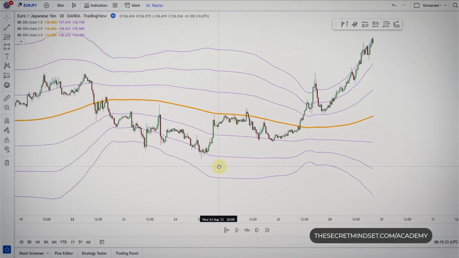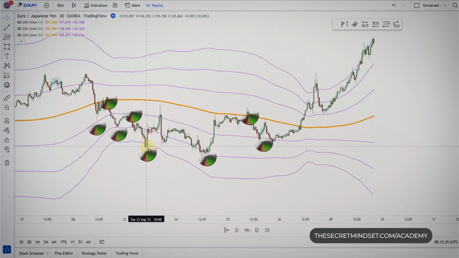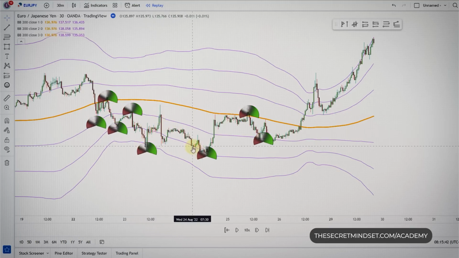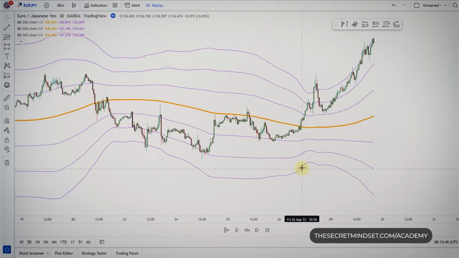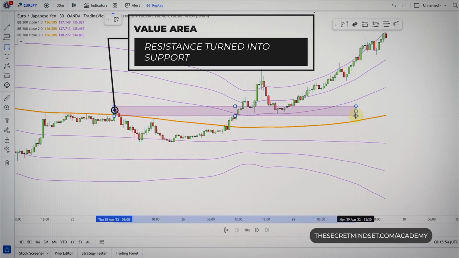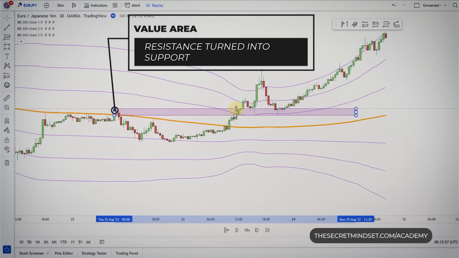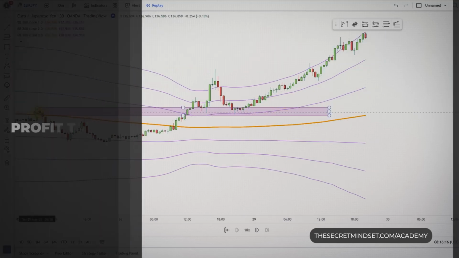Here's Euro-Yen. Before finding the confluence trade, just look how price was respecting the bands almost religiously. Even when price was below the middle band, it found support at the lower bands. This alone makes this system a very powerful one. Now look here, price broke above the middle line and also broke this resistance level, which now will potentially act as a support. Here's our value area. The first band above the middle line and this level are aligning on the same point. So a buy trade in the strong trend area is a decent trend continuation opportunity.